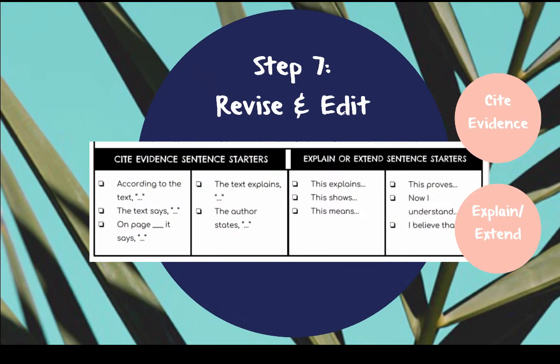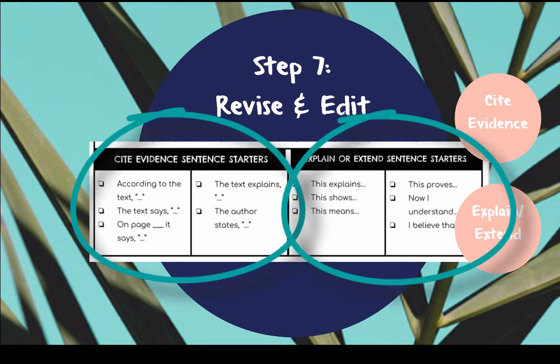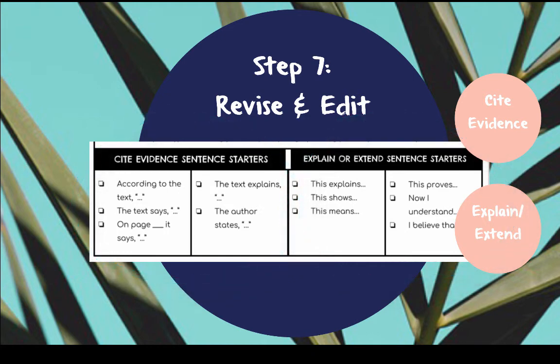And step 7 is to revise and edit. So here we have those cite evidence sentence starters and the explain or extend sentence starters. Well, these are transitional phrases that we want to make sure that we include. So when we're going back through to revise, we want to make sure that we're choosing one of these transition sentence starters for each of the C, the cite evidence, and the E, the explain extend.